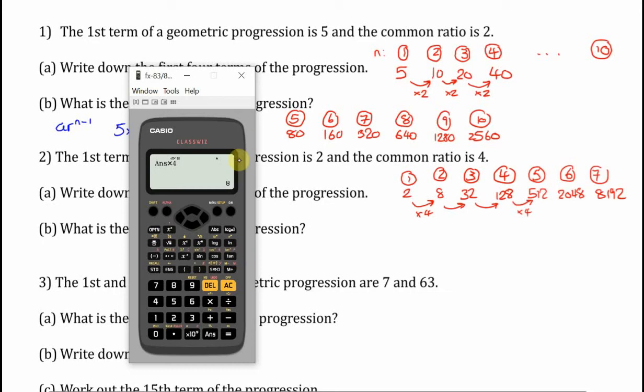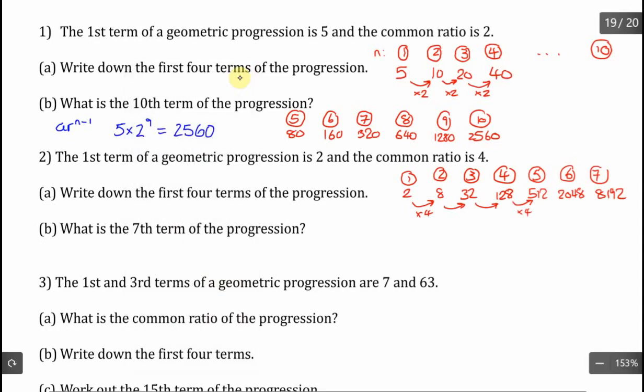Now what will happen now is that the calculator has now assigned this 8 to the answer key. So the answer is now 8. If I press equals again, it will do 8 times 4. So I can just keep pressing equals and it will keep multiplying the previous answer by 4. Very handy for this topic.